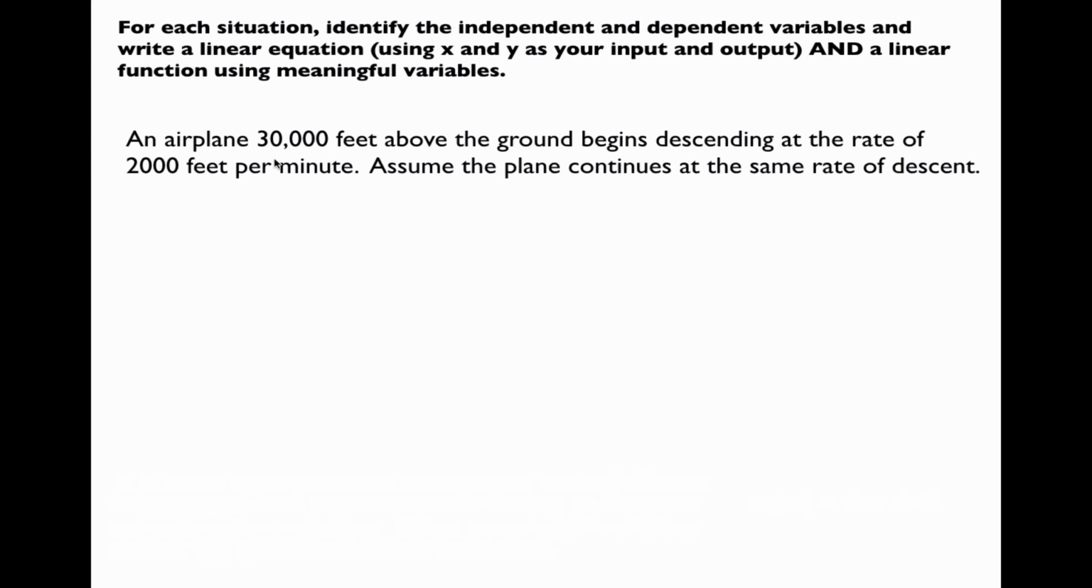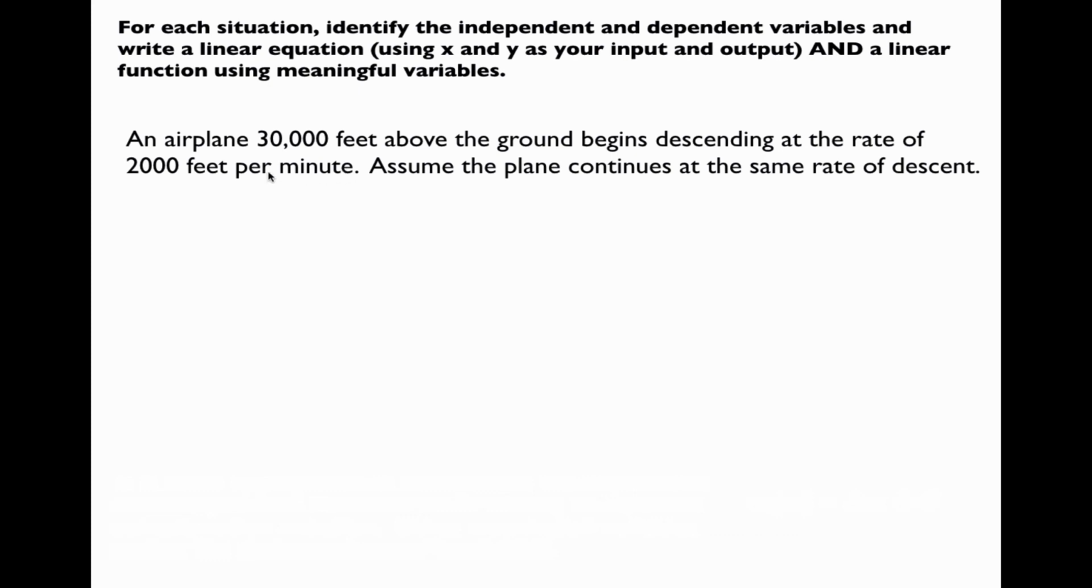So an airplane 30,000 feet above the ground begins descending at a rate of 2,000 feet per minute. Assume the plane continues at the same rate of descent. All right, so we want to identify our independent and dependent variables. We've got feet above the ground, and then our rate of change is feet per minute.